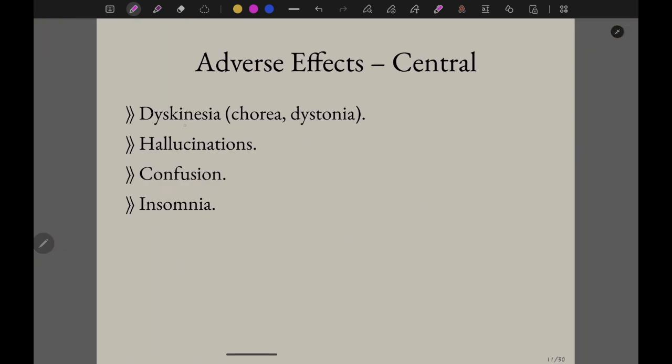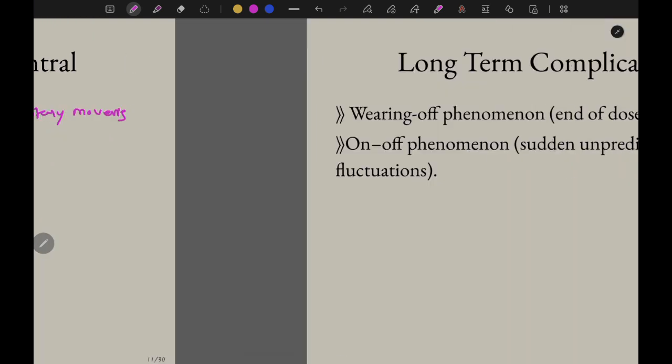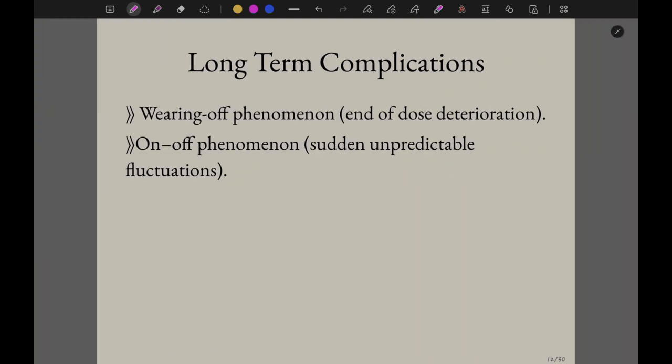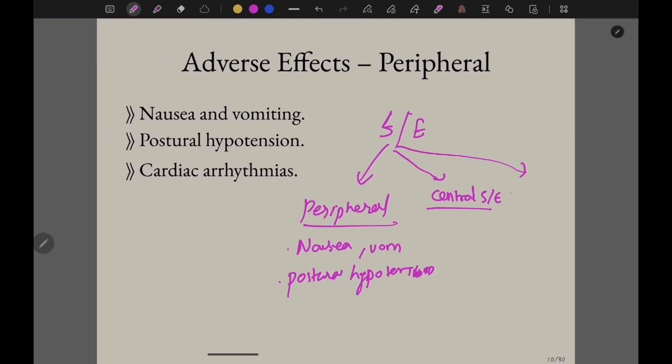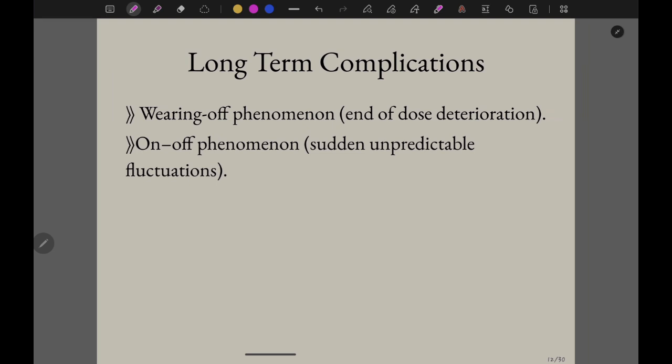Then it has central side effects which include dyskinesia. What is it? These are abnormal involuntary movements that include tremors, chorea, dystonia, and other CNS side effects are hallucination, confusion, then insomnia. And there are also long-term complications of levodopa. These are not side effects; these are long-term effects of using levodopa, which include wearing off phenomenon or end of dose deterioration.